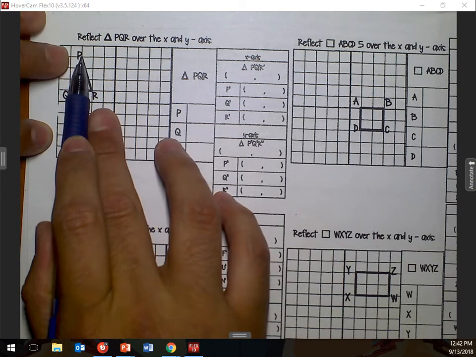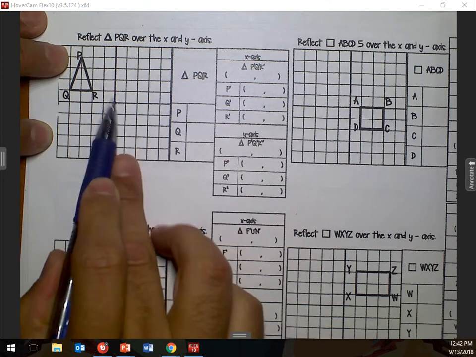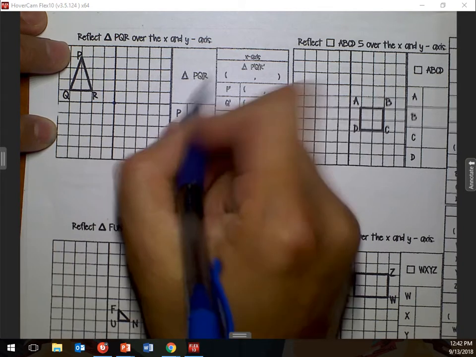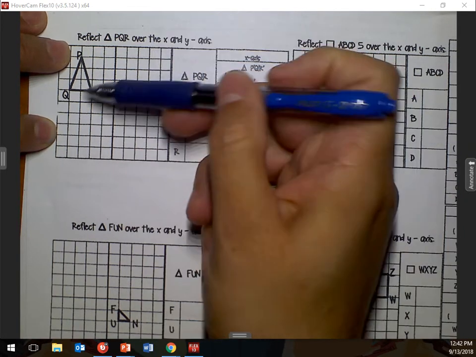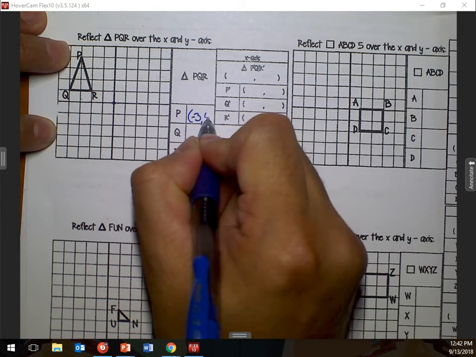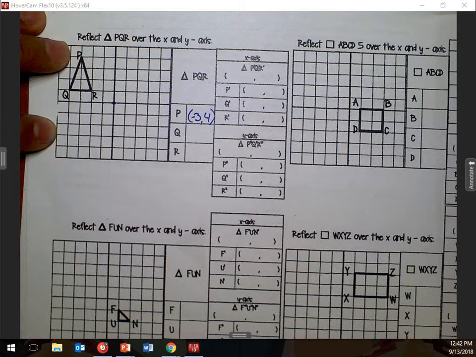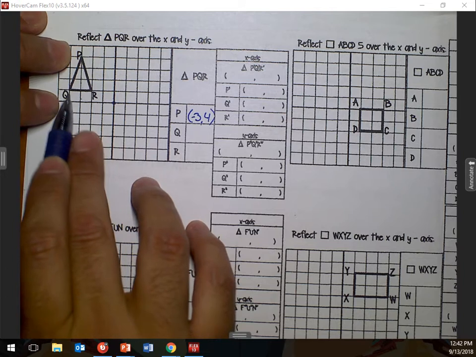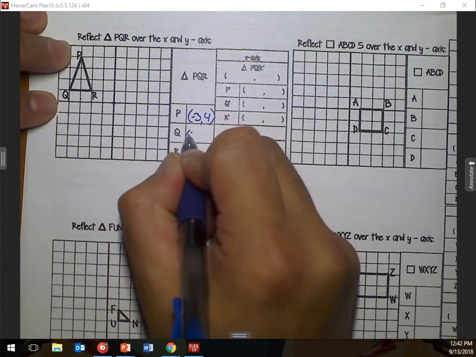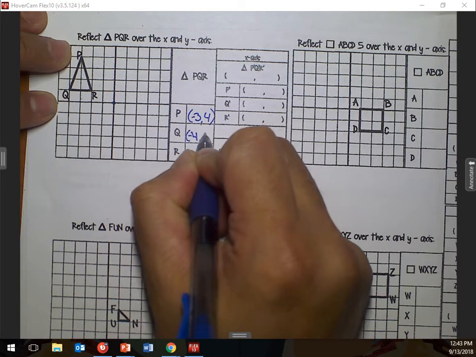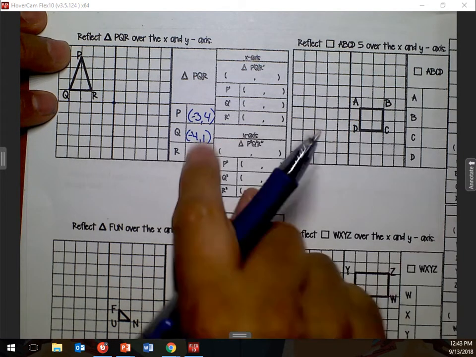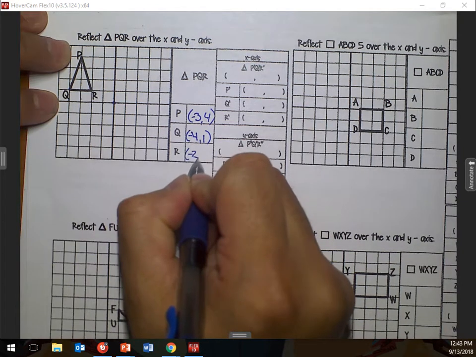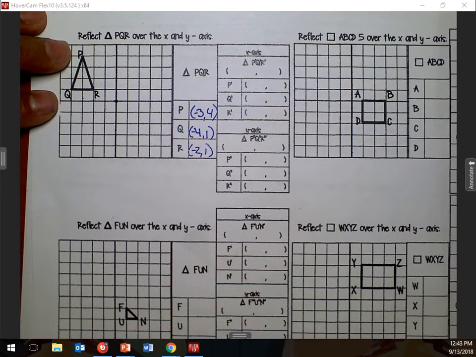So now, coordinate P, if this is my origin right here, it's going to the left, 1, 2, 3, right? So that means that my x value would be -3, and the y value, 1, 2, 3, 4. Okay? Now, Q, that's going to be -4 and +1. Very good. Where is R going to be located at? -2 and 1. Okay? That's pretty easy, isn't it?